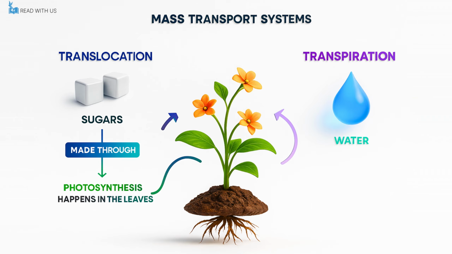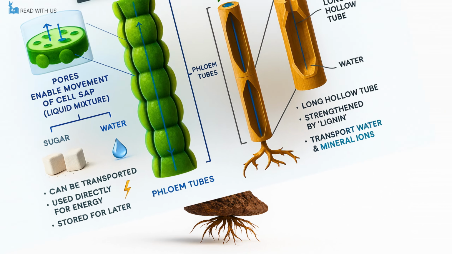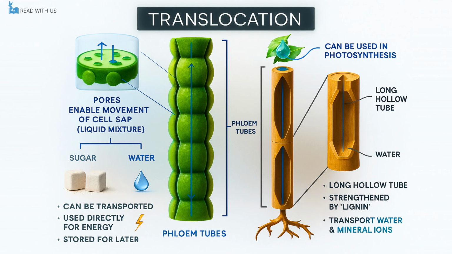In this video, we explore the mass transport systems in plants, specifically how plants move sugars through a process known as translocation and water through another process called transpiration. Unlike animals, plants manufacture their own sugars via photosynthesis, which takes place primarily in the leaves. However, since only the leaves perform this process, the sugars produced there must be distributed to other parts of the plant where they are needed either for immediate energy use or for storage.